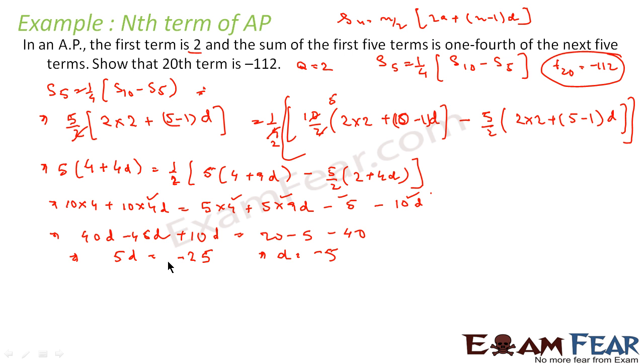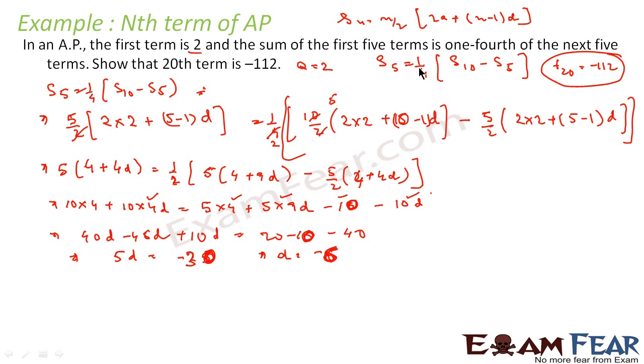Sorry, there's a calculation mistake. This is 2 into 2. This is 4D, 4 plus 4D. So this becomes 5 into 2, 10. This becomes 10. So this becomes minus 10. So this you get 5D is equal to 20 minus 10 minus 20 minus 10 is equal to 10 minus 40 is equal to minus 30. So minus 30. So d is equal to minus 6. A small miscalculation. So we have got d is equal to minus 6.